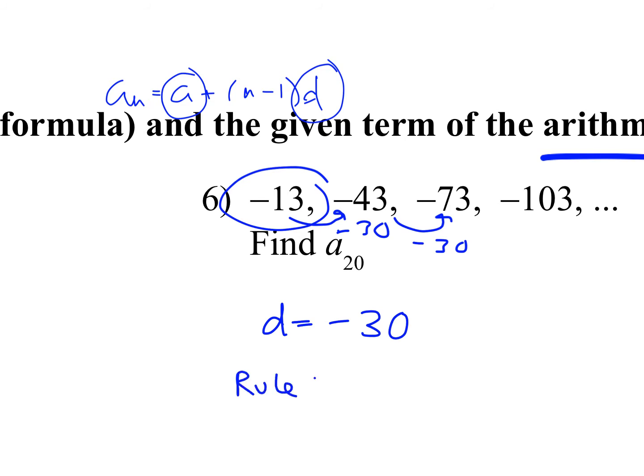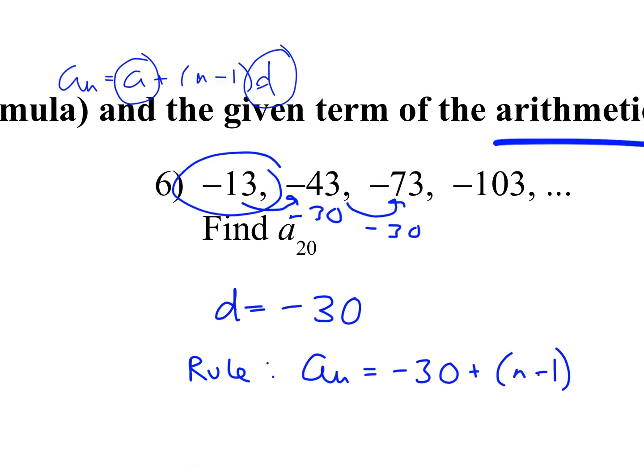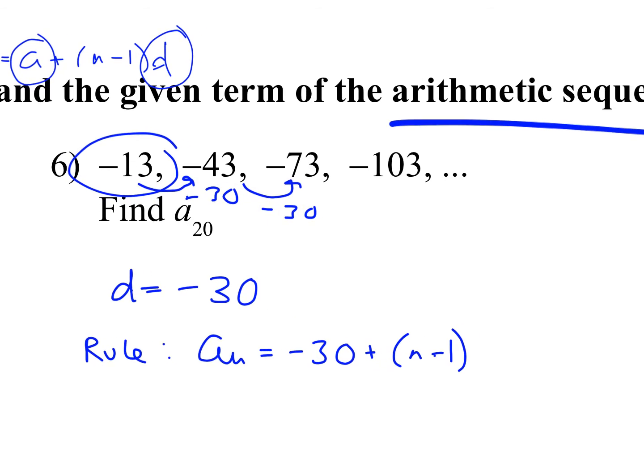Next, we have our rule, which is our general term. So we have a sub n. We plug in a and d. Oops, sorry. A is -13. That would be our first term. -13, and d is -30. So this is our rule. That's it. We don't have to plug in anything for n yet. We do that to find our term.